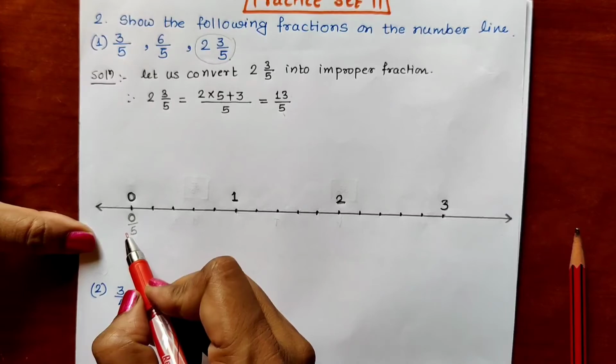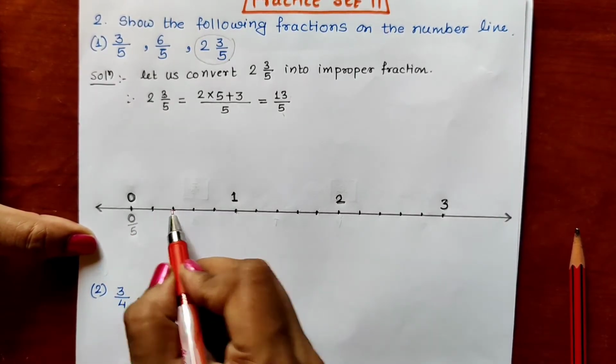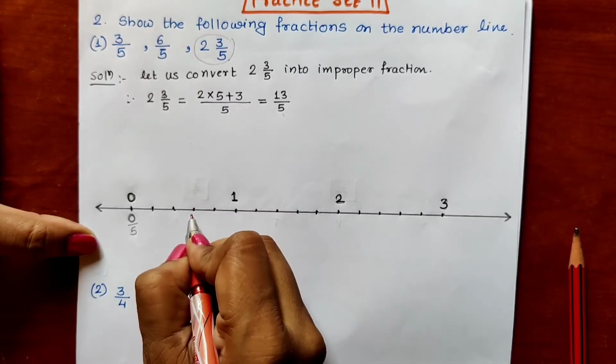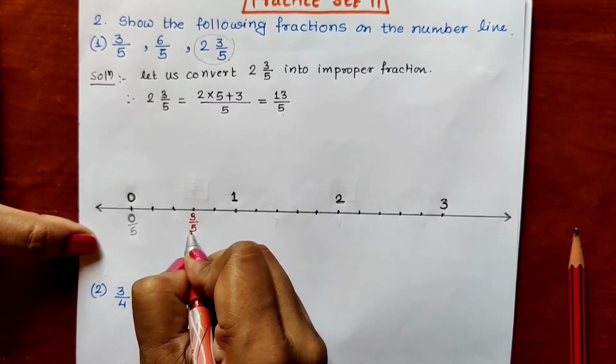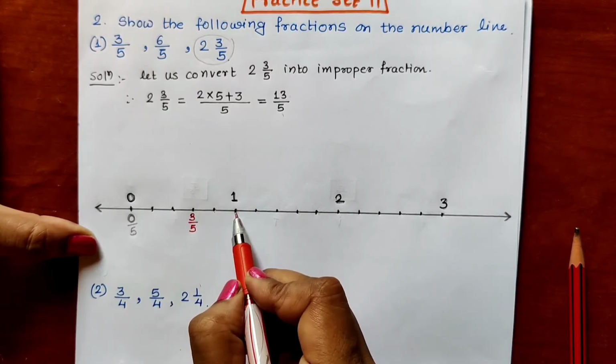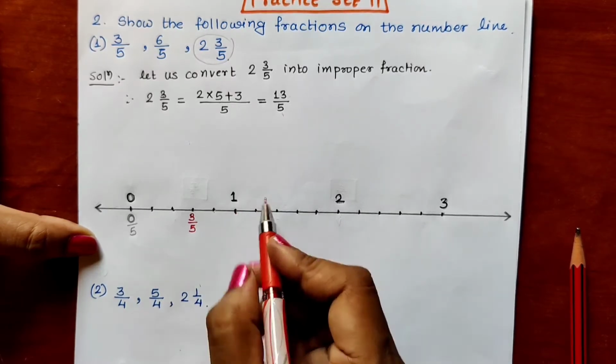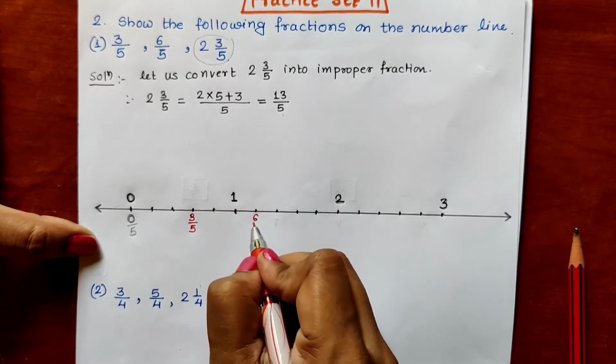0 upon 5 is the first point. Then 1 upon 5, 2 upon 5, and this point will be 3 upon 5. Correct? Then 4 upon 5, and 1 is 5 upon 5. We all know 5 upon 5 means 1. When numerator and denominator are the same, the answer is 1. So this is 5 upon 5. Immediately after that the point is 6 upon 5.